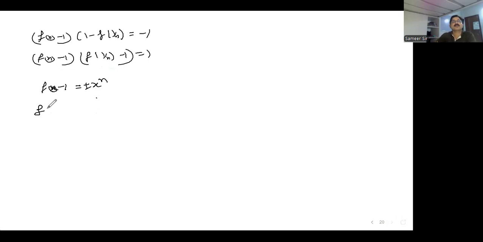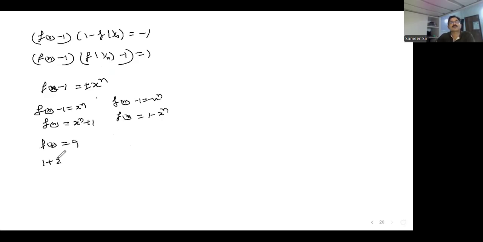That means f of x minus 1 is equal to x to the power of n. So x to the power of n plus 1 will get f of x minus 1 is equal to minus. So f of x is equal to 1 minus x to the power of n. I'll get this. But that fellow has given what? F of 2, this 9 he has given. Right? So 1 plus 2 to the power of n is 9. 2 to the power of n is equal to 8. Possible. N is equal to 3.